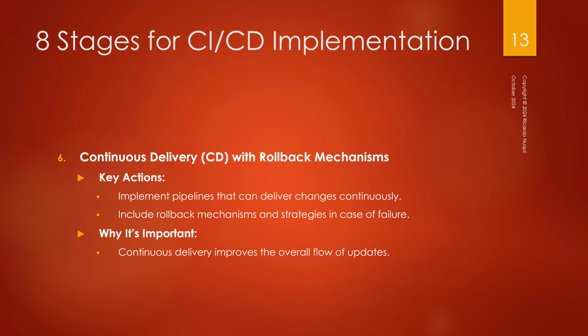Sixth, continuous delivery or CD with rollback mechanisms. Key actions include implement pipelines that can deliver changes continuously to production environments with minimal manual intervention. Include rollback mechanisms and strategies in case of failure, ensuring that deployments can be reversed without causing significant system disruptions. Why is it important? Continuous delivery improves the overall flow of updates, ensuring that new features or fixes can be delivered to production quickly and reliably. Rollback mechanisms mitigate risks.